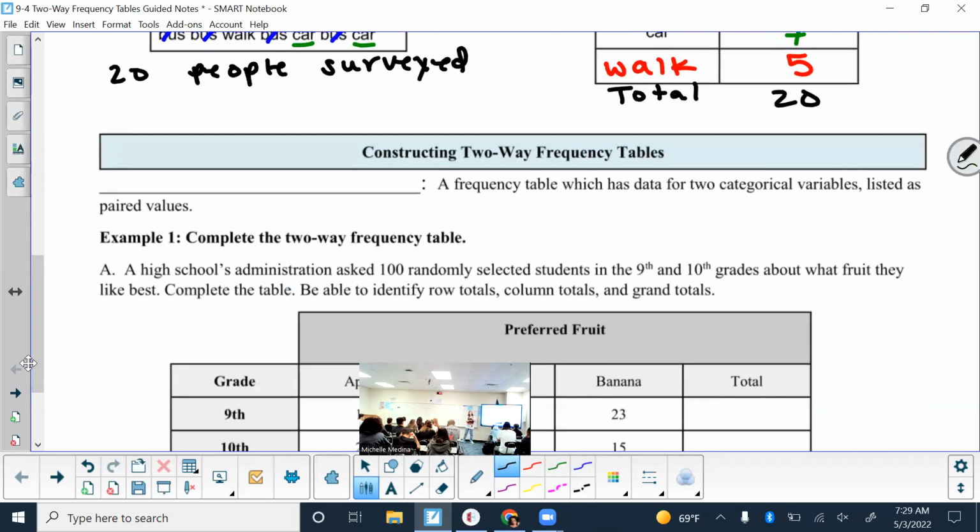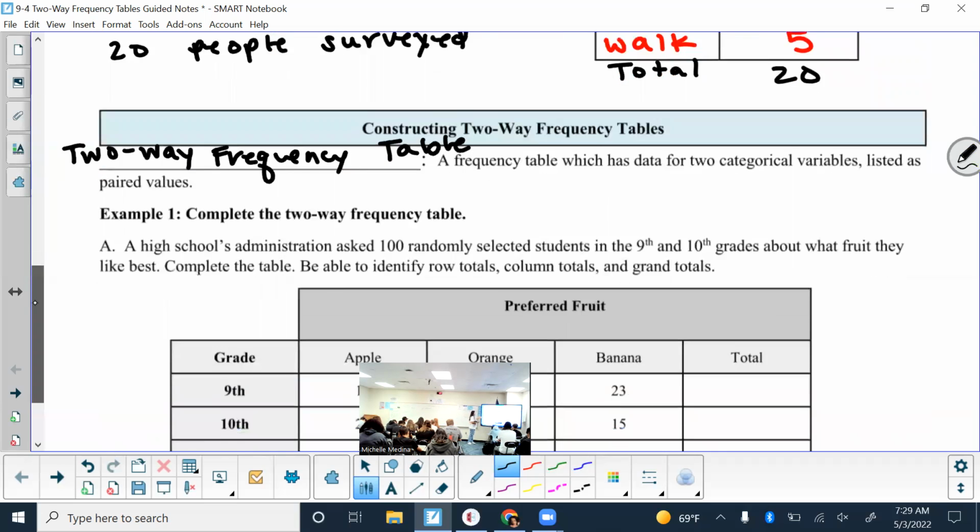All right, now the next vocab word is going to be two-way frequency table. That's a frequency table which has data for two categorical variables, and they're listed as paired values. So like if I took a survey of you guys about who has a curfew, yes or no, and who has a cell phone, yes or no. And then I would pair those values together.